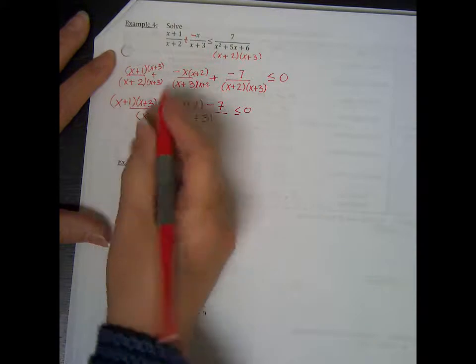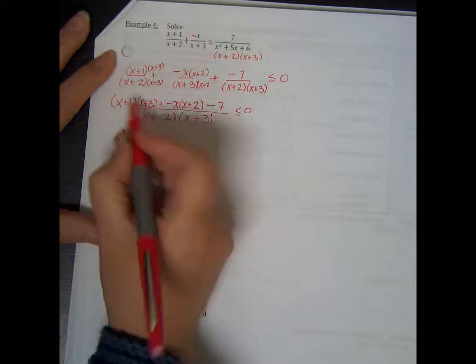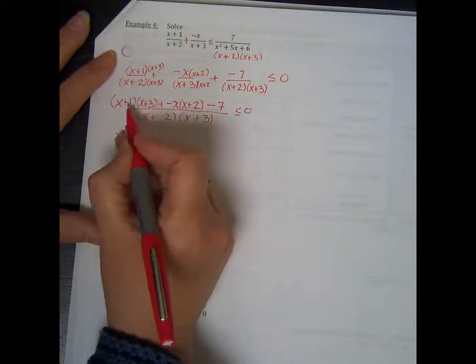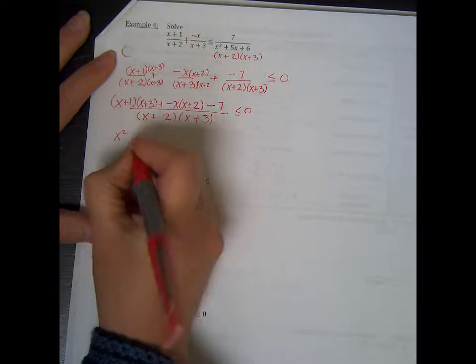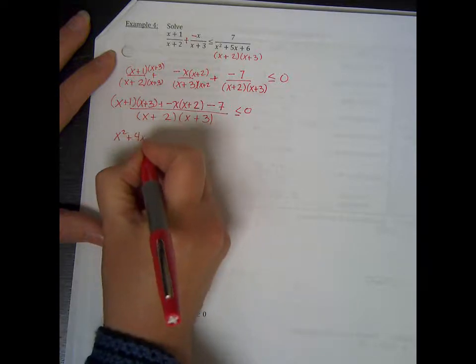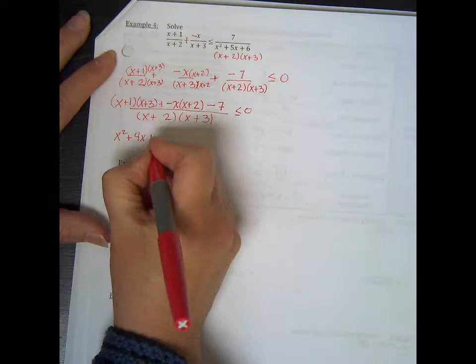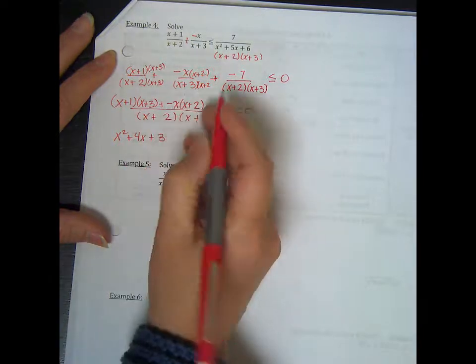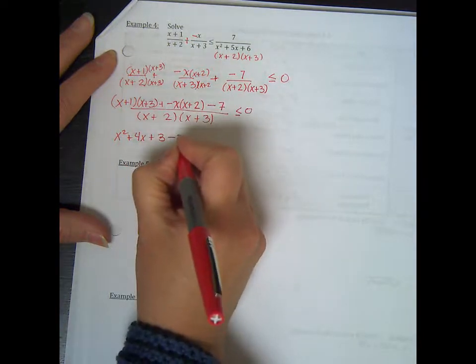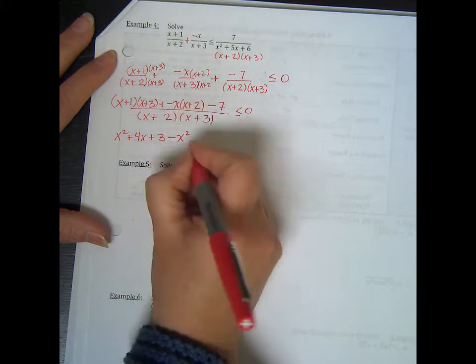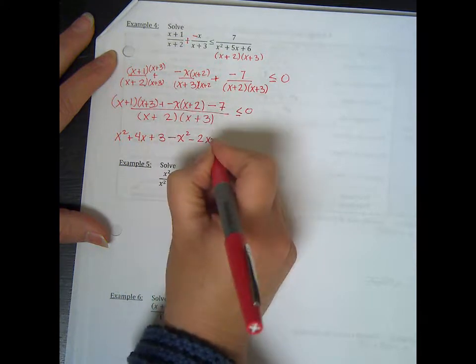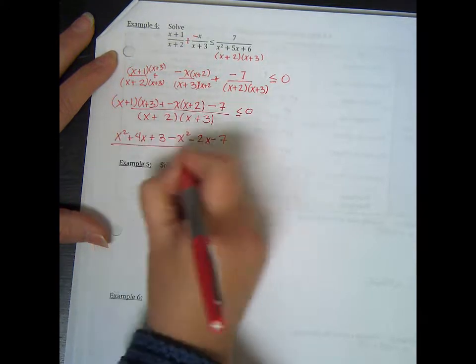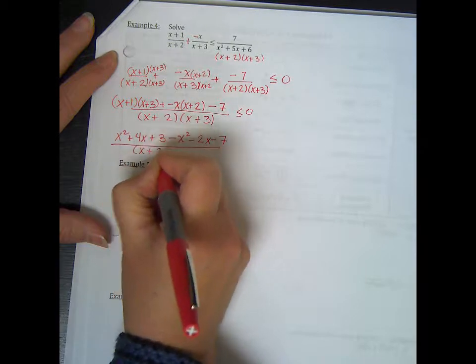So, whew, kind of a mess, but we've got to FOIL this thing out. So x squared, the outer is 3x, the inner is 1x, so together that would make 4x. Last would be 3. Distribute our negative x, so negative x squared minus 2x, and then minus 7. All over the common denominator.